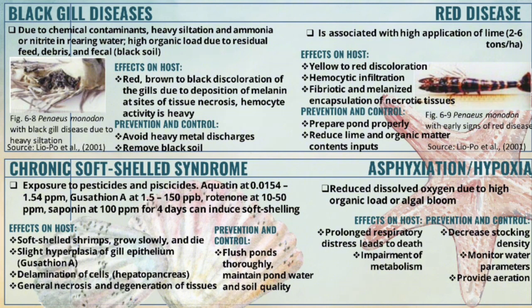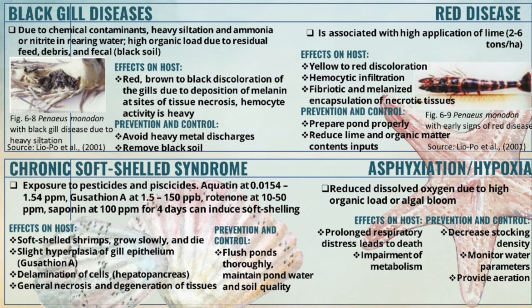So for our last disease, this is the chronic soft shell syndrome or soft shelling. This is associated with exposure of normal hard-shelled shrimps to pesticides. So aquatin at 0.0154 to 1.54 ppm, glutathione A at 1.5 to 150 ppb, rotenone at 10 to 50 ppm, and saponin at 100 ppm for 4 days can induce soft shelling in initially hard-shelled stocks.